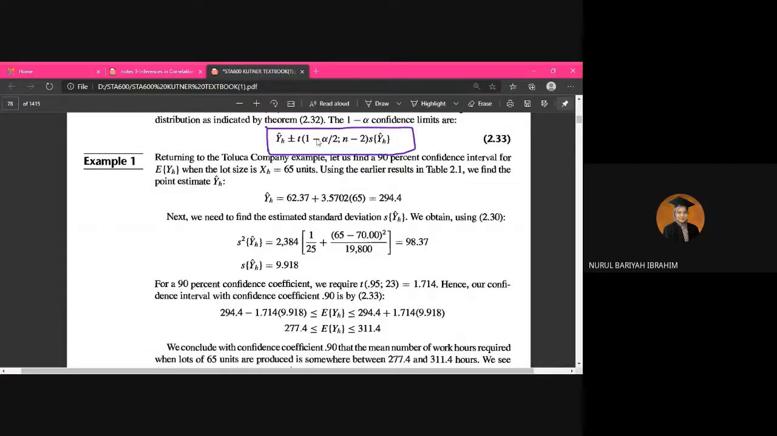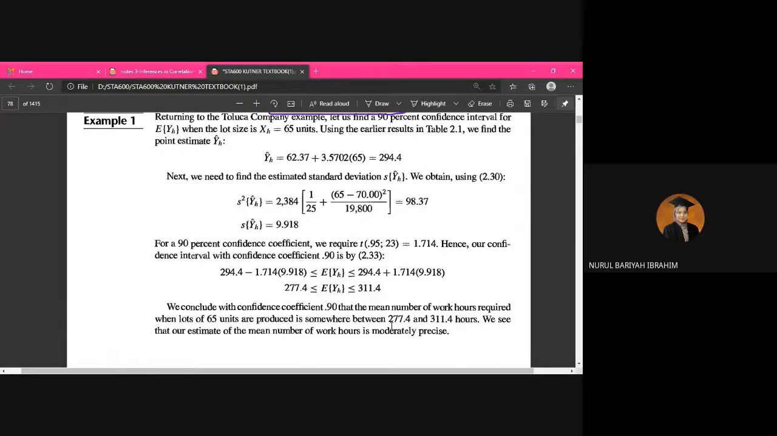Okay, it is 1 minus alpha over 2. Here, if you use the statistical table, the red one, it will be 0.1 divided by 2. So here you will get 0.05 and 23. So lastly you will get the same answer, 1.714. Then apply it in the formula and you will get this confidence interval.